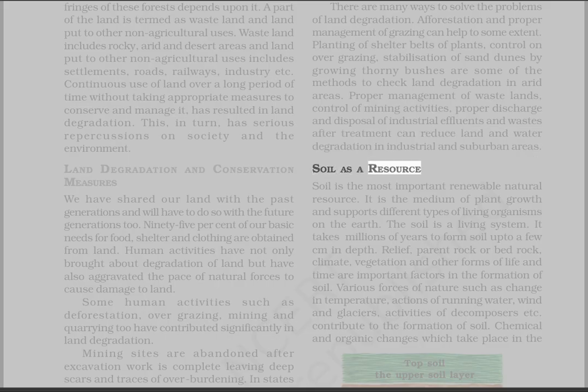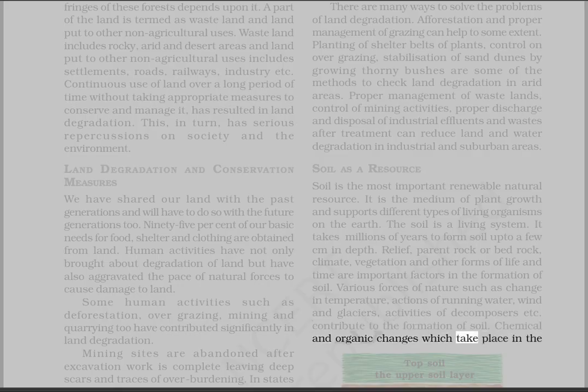Soil as a resource. Soil is the most important renewable natural resource. It is the medium of plant growth and supports different types of living organisms on the earth. The soil is a living system. It takes millions of years to form soil up to a few cm in depth. Relief, parent rock or bedrock, climate, vegetation and other forms of life and time are important factors in the formation of soil. Various forces of nature such as change in temperature, actions of running water, wind and glaciers, activities of decomposers, etc. contribute to the formation of soil.